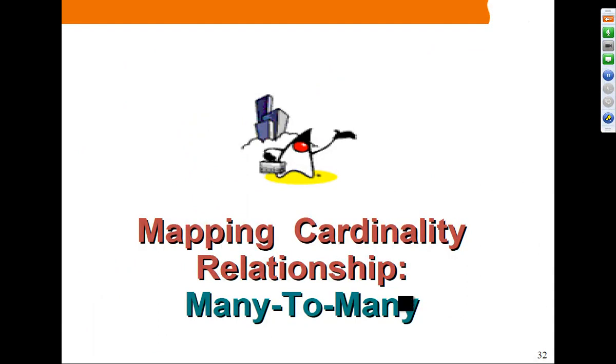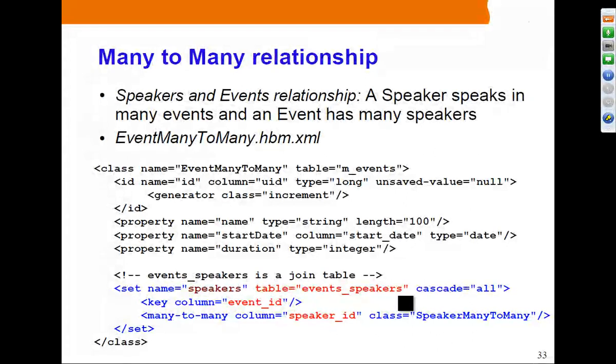Next relationship is many-to-many. Here we are going to have a many-to-many relationship between speaker and events. A speaker speaks in many events, and an event can have many speakers. So you are going to have the mapping file on both classes. This is the event mapping file. Everything is as expected, and here we have to specify a set and a name. This is the name of the property inside this event class, and this is the name of the table.